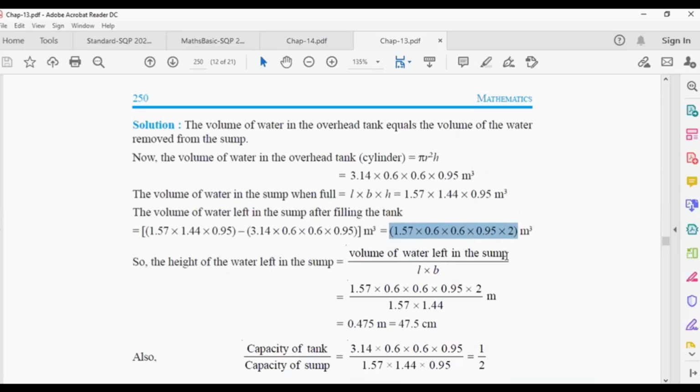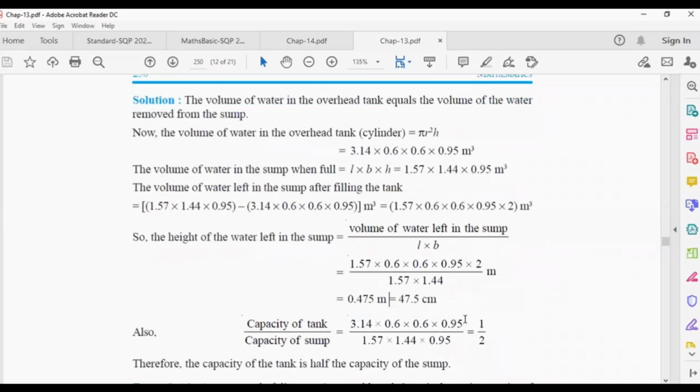That means the cuboid with height having the remaining water. Okay, so the height of the remaining water will be this volume divided by L into B, because L into B into H will be the volume left in the sump. So H will be the volume of the water left in the sump divided by L into B, because the volume formula is LBH. Okay, so we know L and B, you substitute here, then divide, you will get 0.475 meter. So convert to centimeter, you will get 47.5 centimeter.